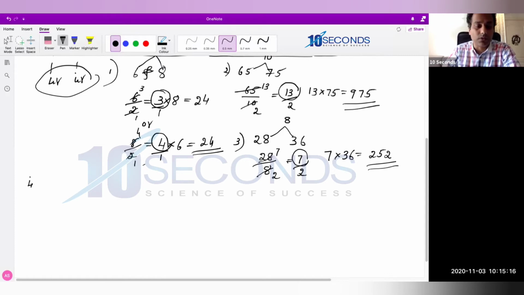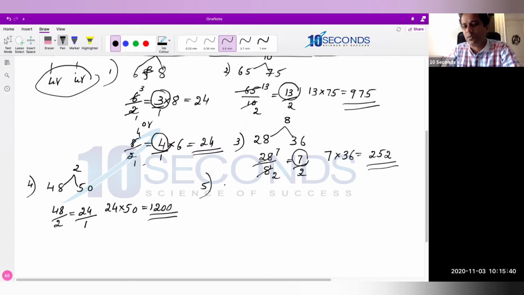Let me take the fourth one now. Say 48 and 50. The difference between these two numbers is 2. 48 if I divide by 2 is 24, or I can write 24 divided by 1 also if you want. So the answer is 24 into 50, and 1200 is the LCM.